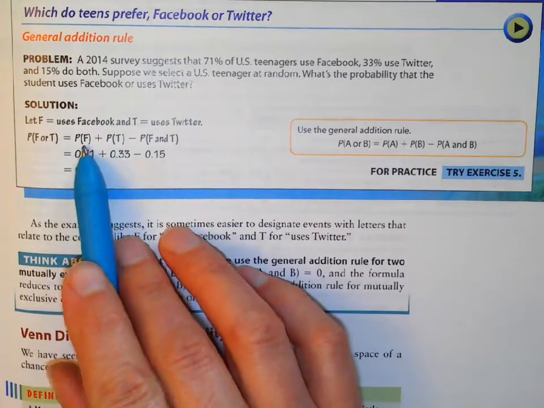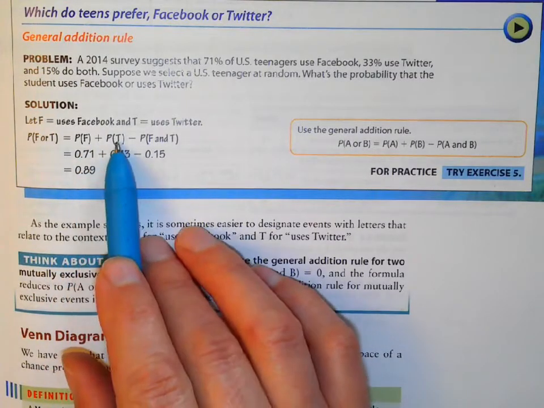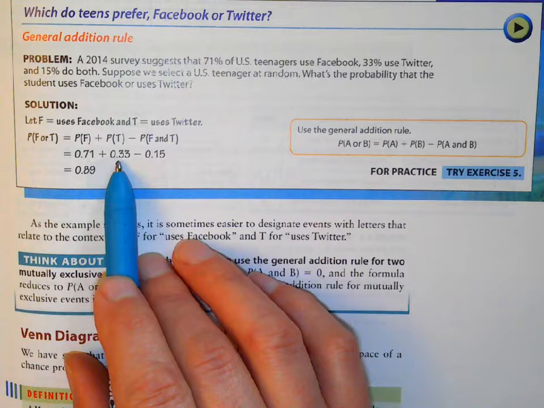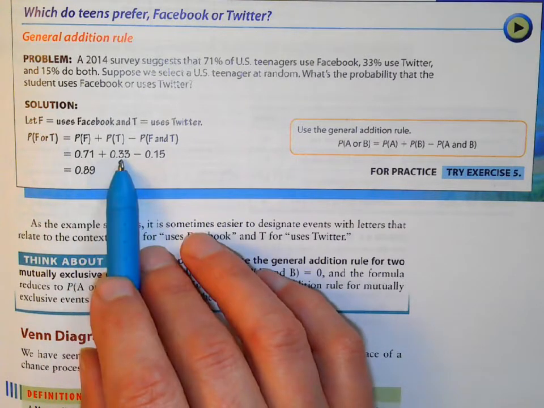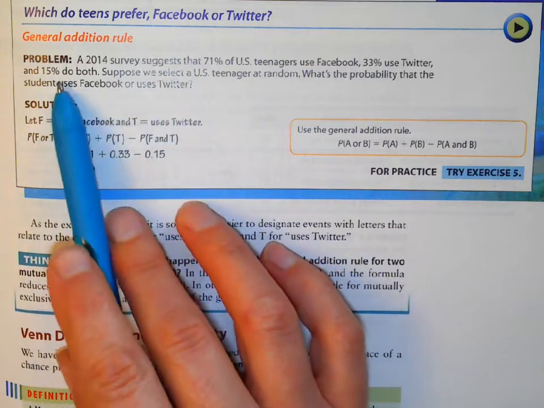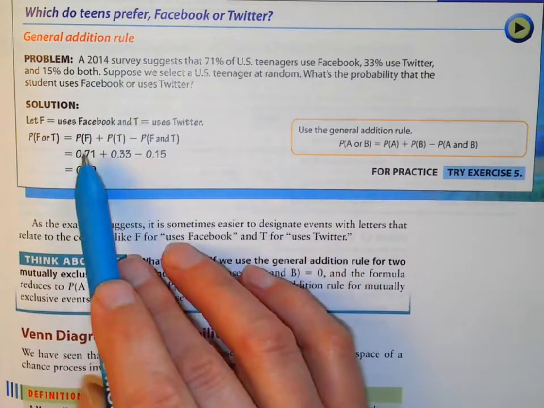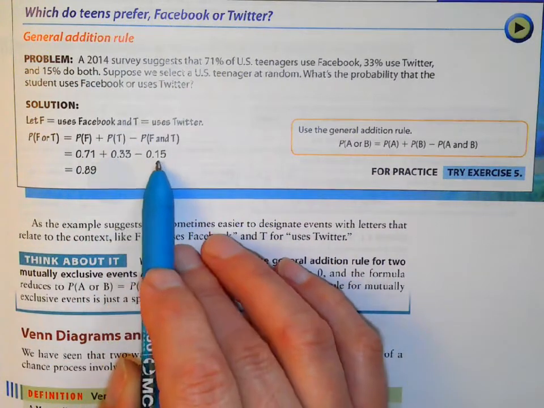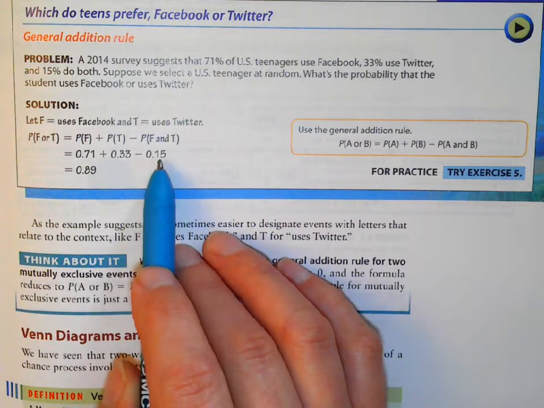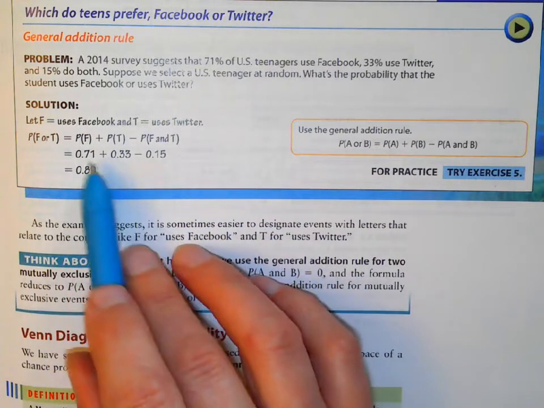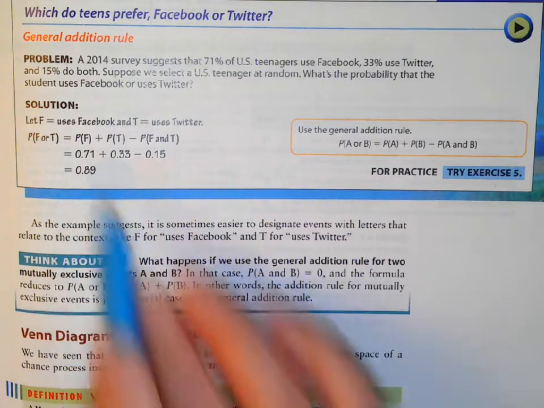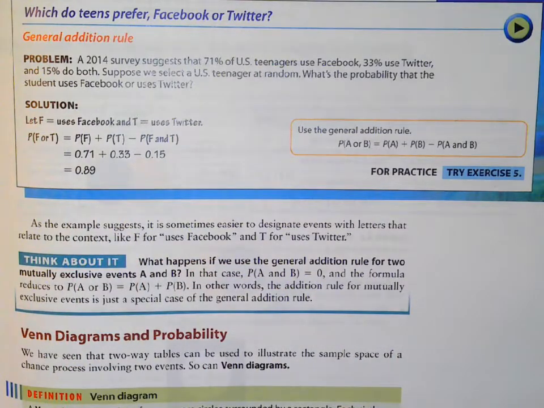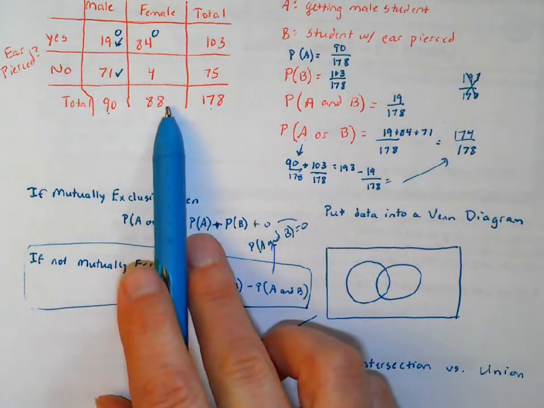So the probability of Facebook was 71%. The probability of Twitter was 33%. If I would just straight add those together, that'd be 104%, which would be over, right? But we've counted some people twice, right? The people that do both are counted in this one and this one, so I have to subtract them out, okay? I only want to count them once. I don't want to count them twice. So that minus that would give me an 89% probability, okay?